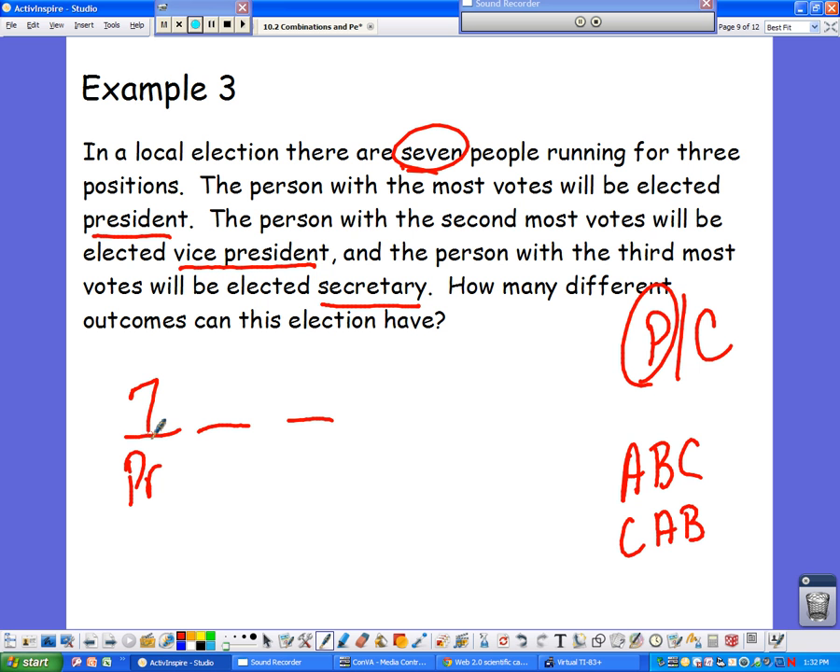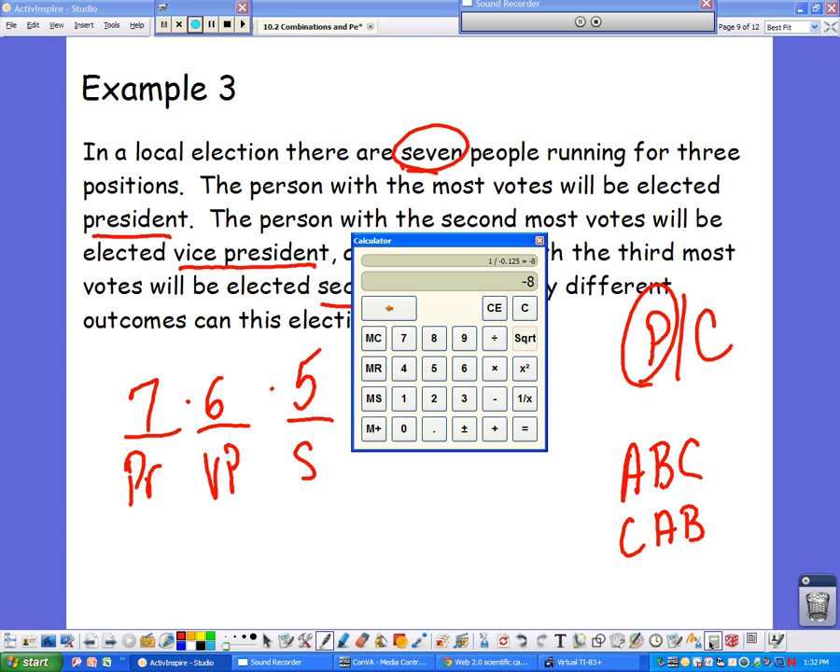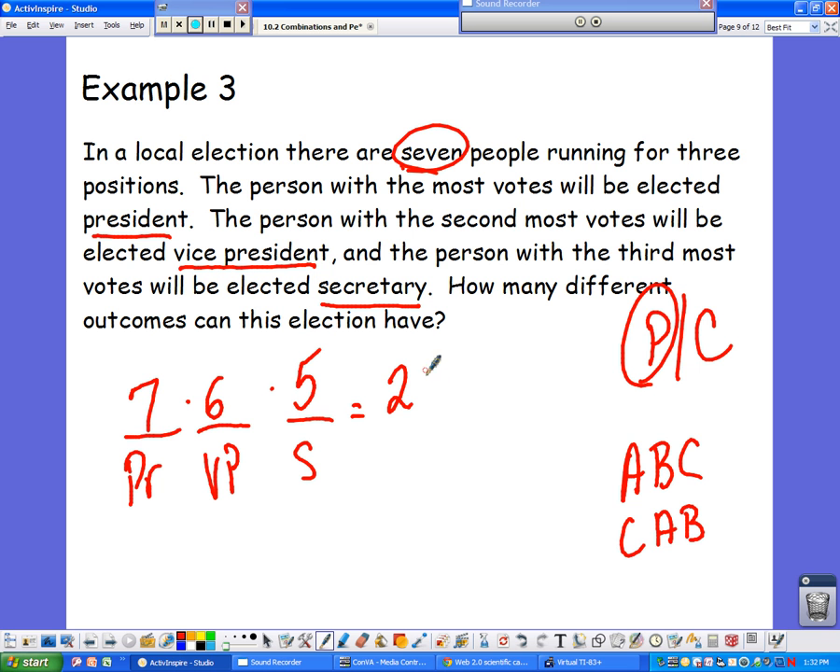And we got 3 positions: president, vice president, and the secretary. And once we know who gets the most votes, we're going to put that person in there. So then we have 6 more people that can win second spot. So now that we've got the person that won first place, second place, then we've got 5 that can choose to get third place. And when we just multiply those, so 7 times 6 times 5, gives us a grand total of 210 different ways that we can have an outcome in this election.